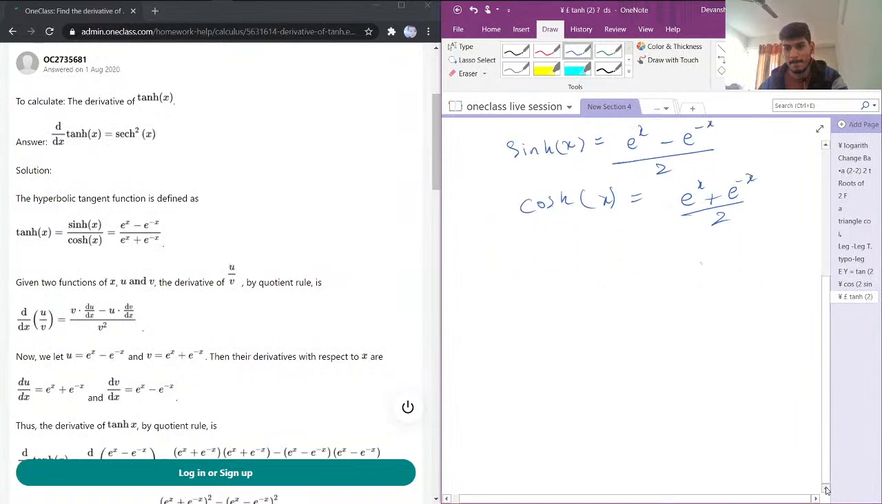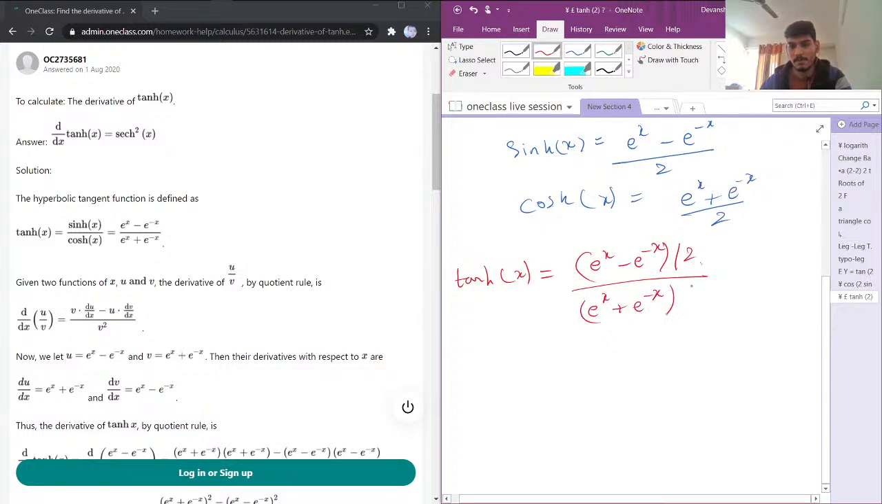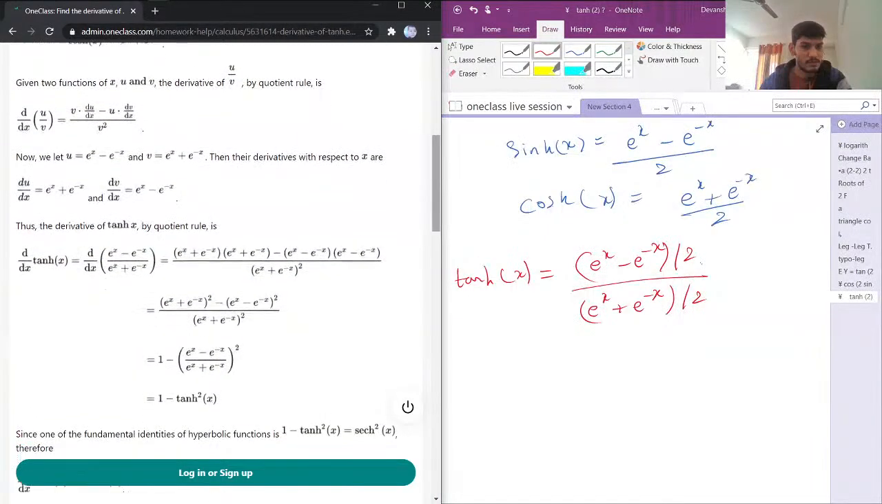Then we will just write tangent hyperbolic of x, I do not have the practice of writing hyperbolic trigonometric ratios, equals e power x minus e power minus x over 2 over e power x plus e power minus x over 2. Now let us see what they have done.